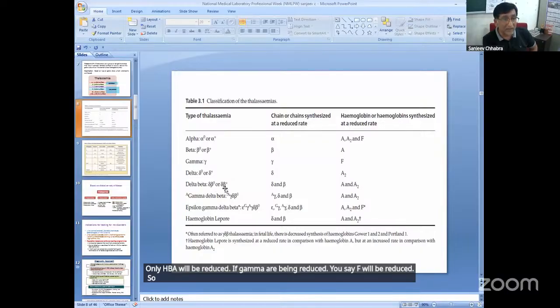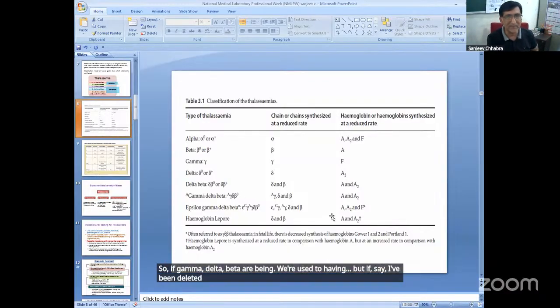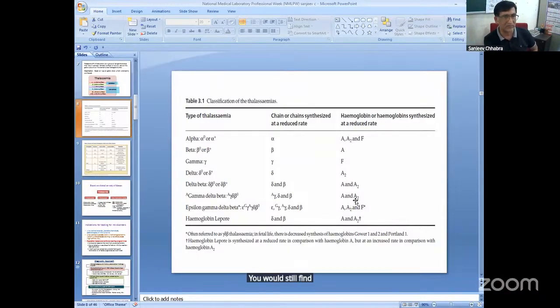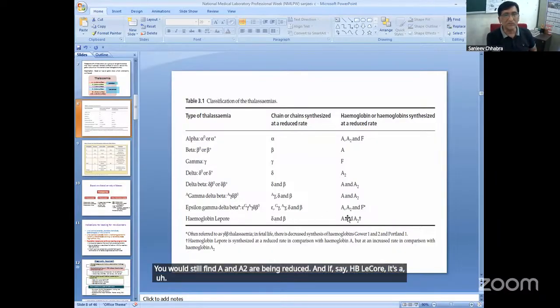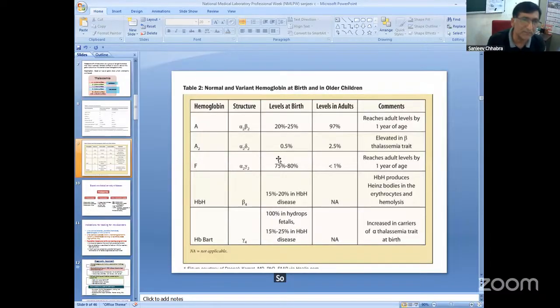If delta and beta are reduced, then A and A2 are affected. If gamma, delta, and beta are all reduced, meaning the whole gene cluster is deleted, you will find A and A2 are reduced. And if it is HbLepore, as it's a hybrid of delta and beta, A and A2 are affected. So I'm making this much simpler in this way. HbA is a sum of alpha 2 beta 2, and levels are only 20-25%.